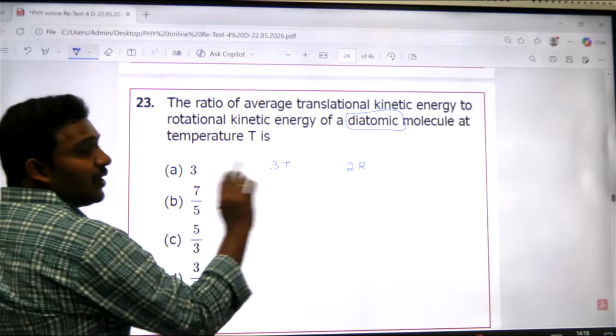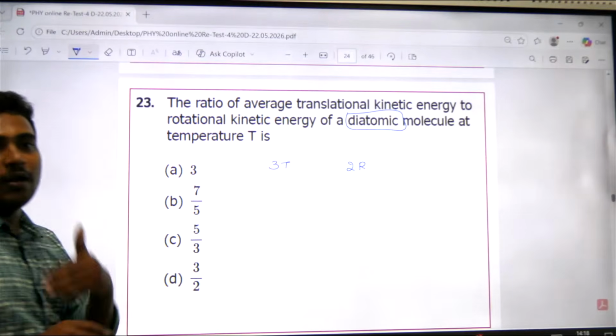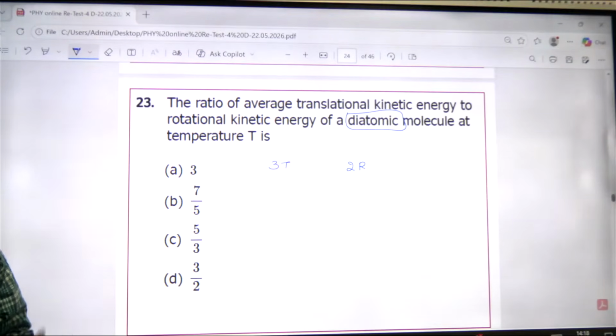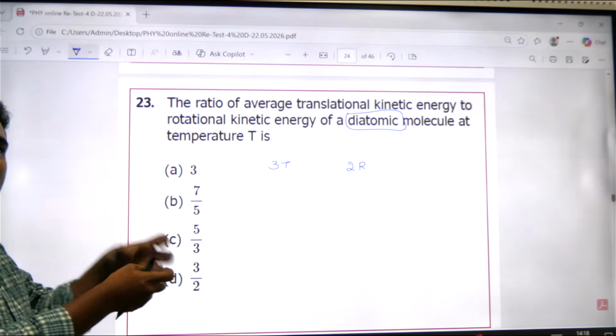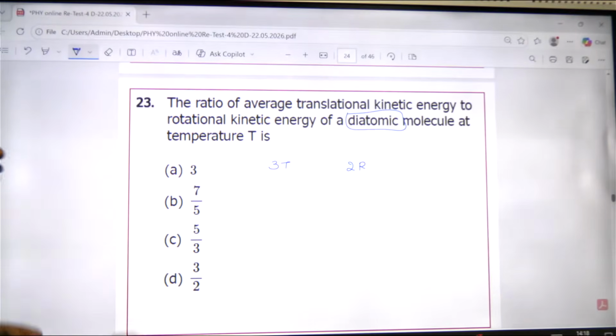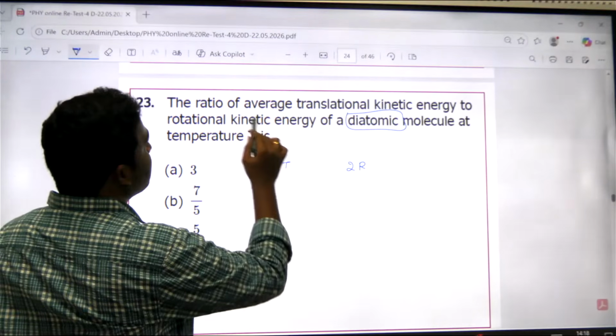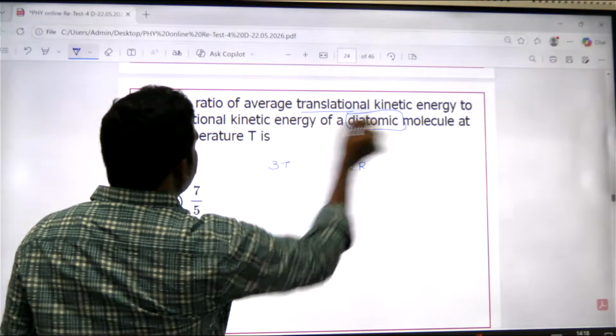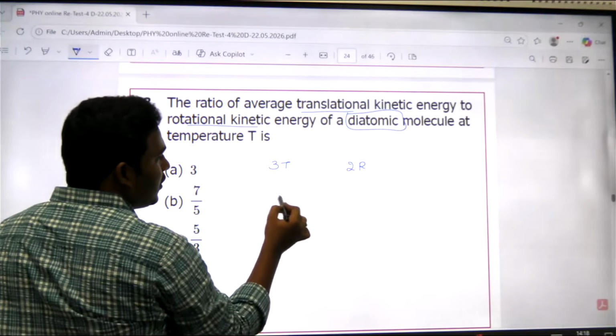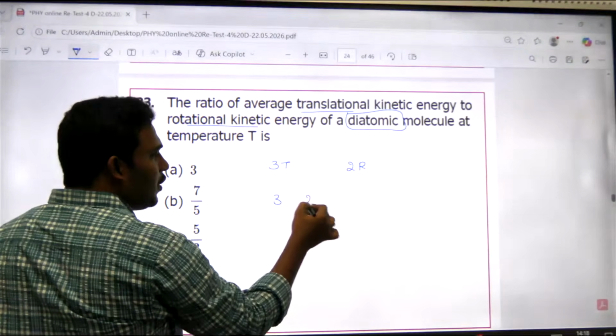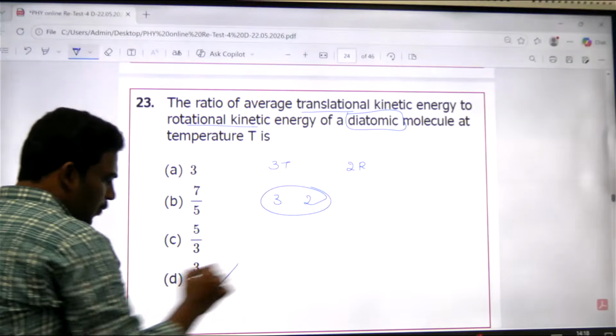Your energies are equally distributed in all degrees of freedom. If energy is supplied, if you have 5 degrees of freedom, each degree of freedom will take an equal share of energy. So the ratio of translational energy to rotational kinetic energy will be in the ratio of 3 is to 2. This is option B.